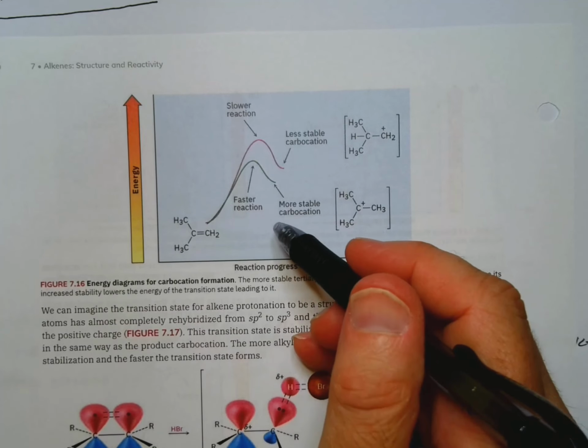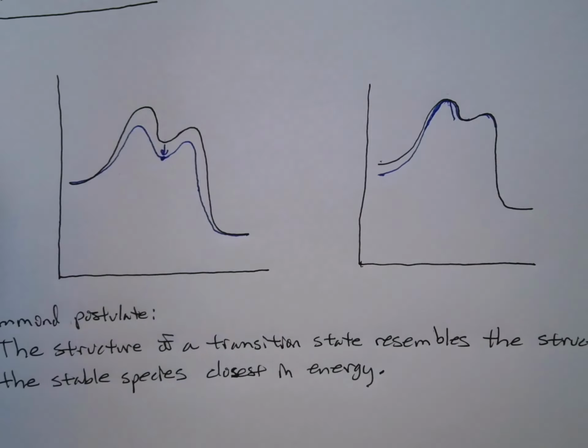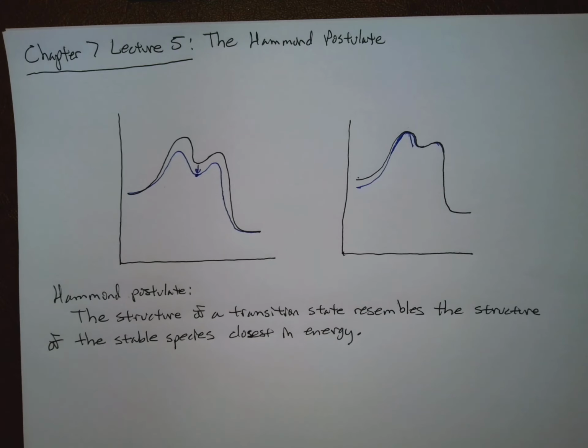Okay, so yes, reaction progress diagrams have come back here just for a little bit. We'll probably look at them again some more. But I wanted to have just a short video on the Hammond postulate. And then I think there'll be one more video for Chapter 7. We'll wrap things up talking about rearrangements of carbocations.